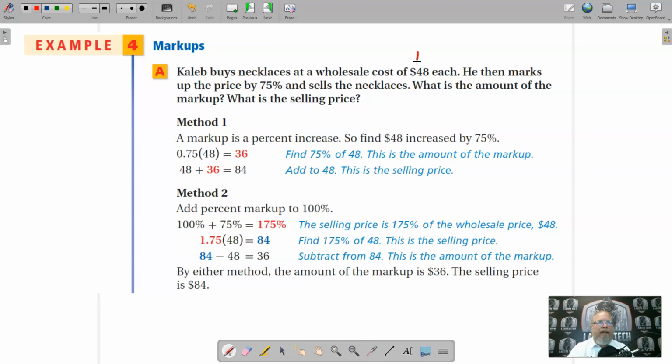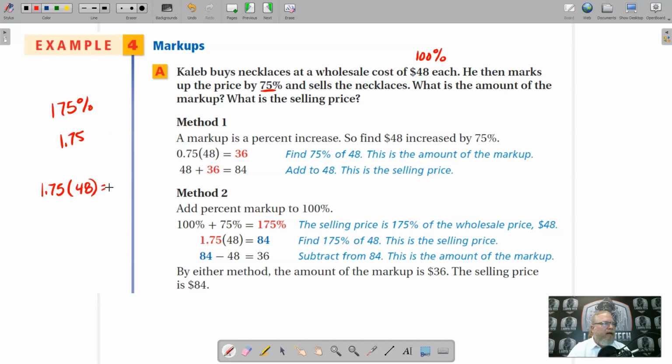So another way you could have done this is, think of it this way. You're going to pay 100% of the 48, what he paid for it. Then you're going to pay 75% of the markup. So 100 plus 75 is 175%, which as a decimal is 1.75. So you need to multiply the 175% times the original cost. So we're going to write this as 1.75 and multiply that times the original cost of 48.